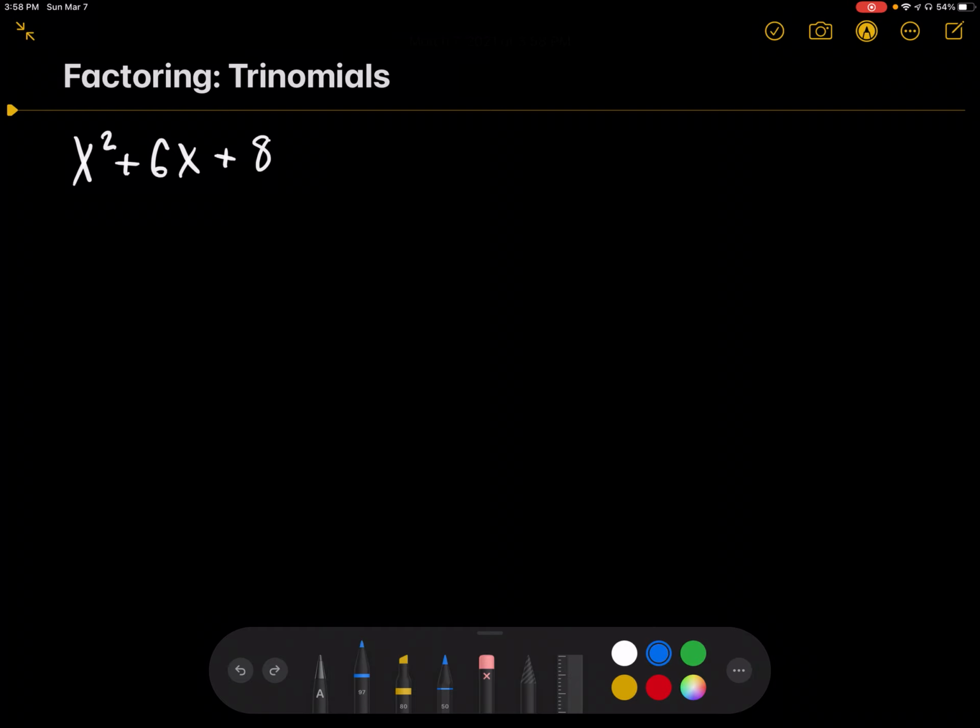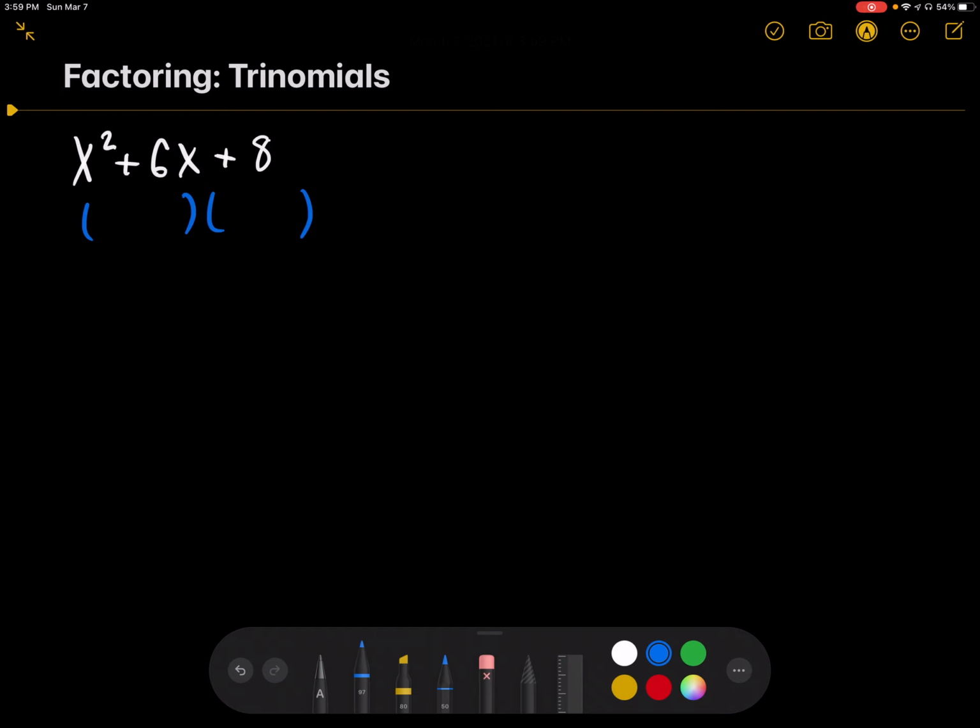I've got a problem up here, x squared plus 6x plus 8. When factoring, you're trying to take these three things added together and get them to two things multiplied together. So my final answer is going to be filling in these blanks in those parentheses that I just drew. There are certain strategies you can use to factor it.